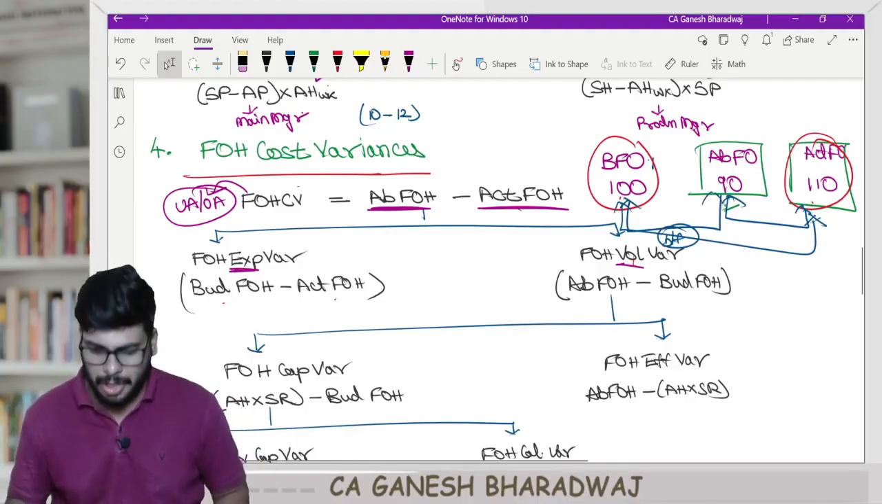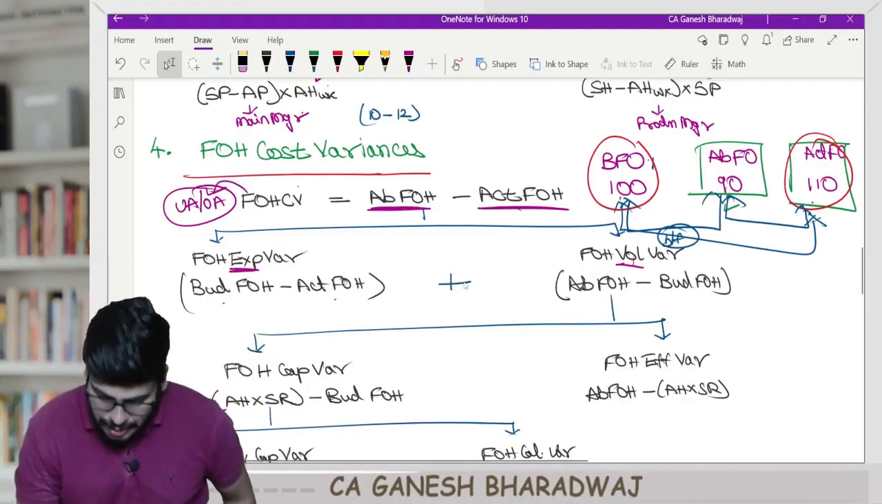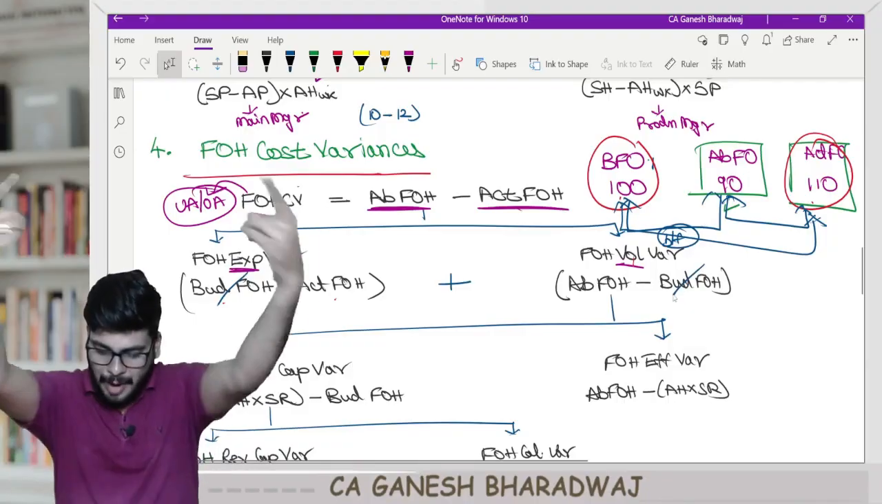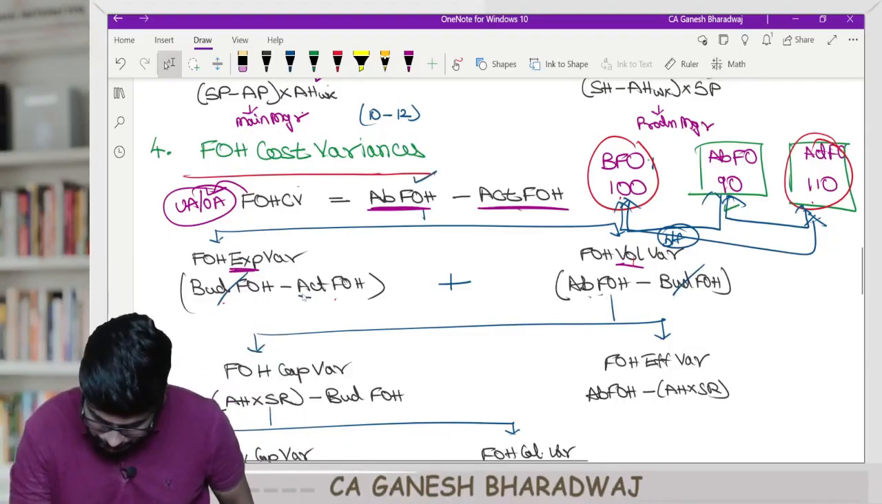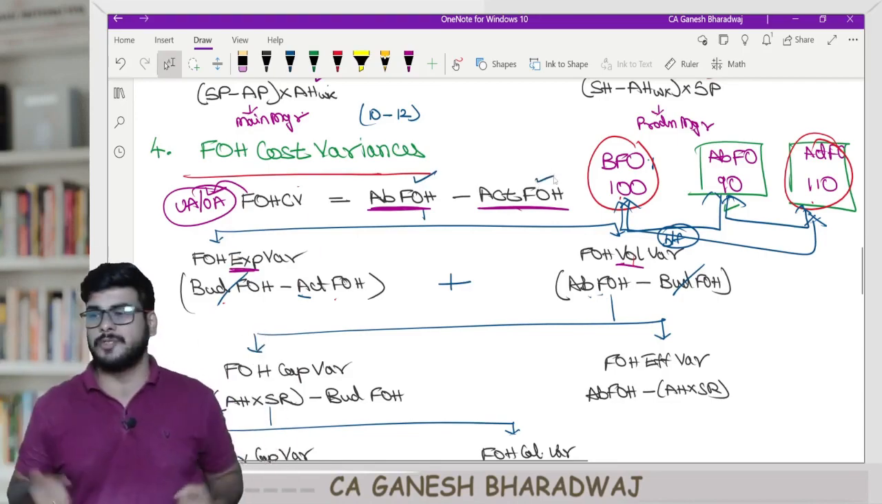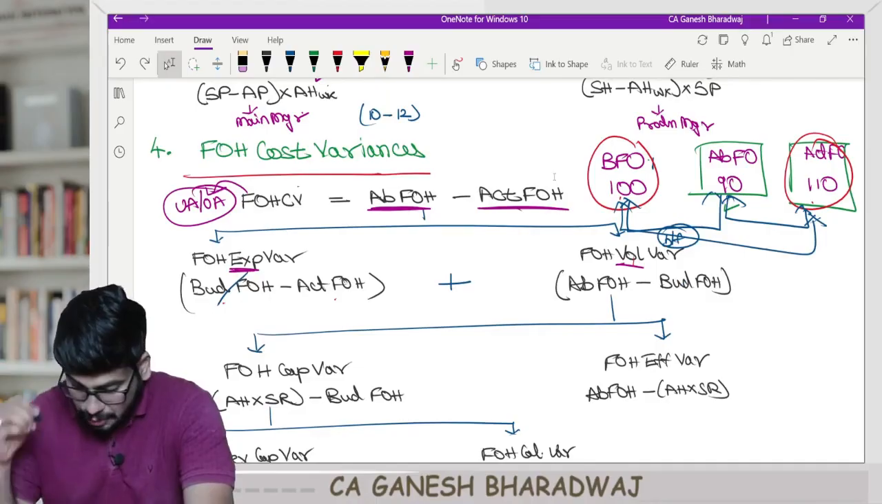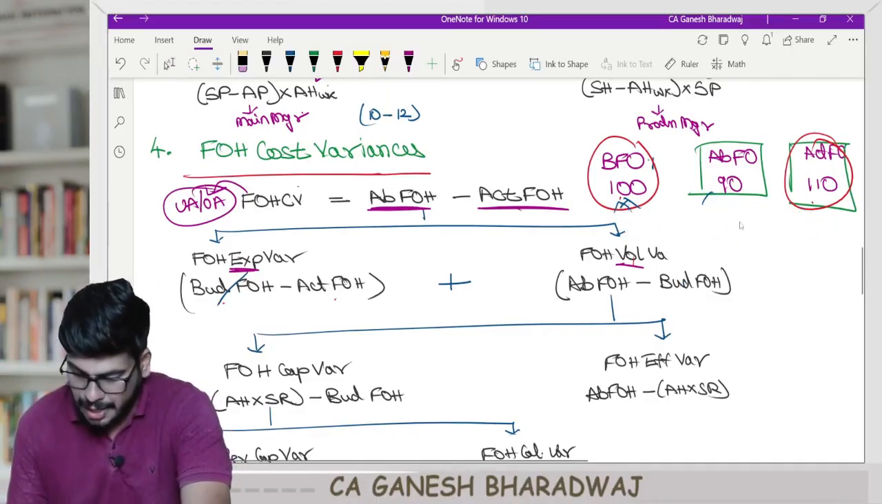If you add these two, you should get the top figure. Budgeted fixed overheads minus budgeted fixed overheads gets cancelled, so you get absorbed fixed overheads minus actual fixed overheads as the topmost figure. Are you clear with this, guys? This is just for the purpose of understanding that I mentioned.